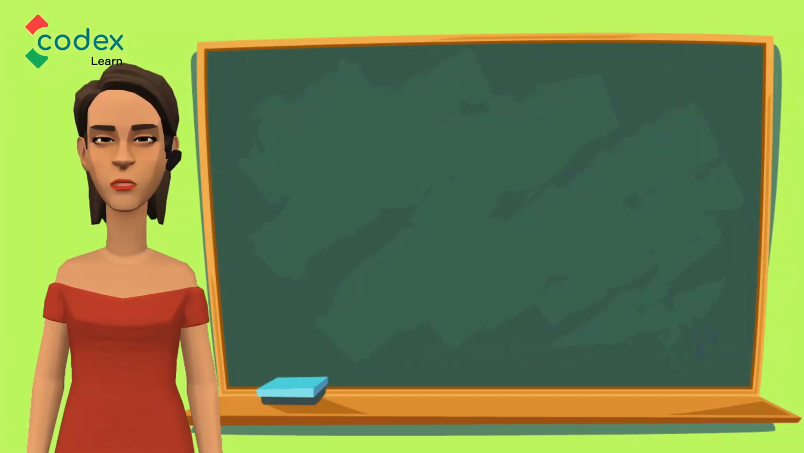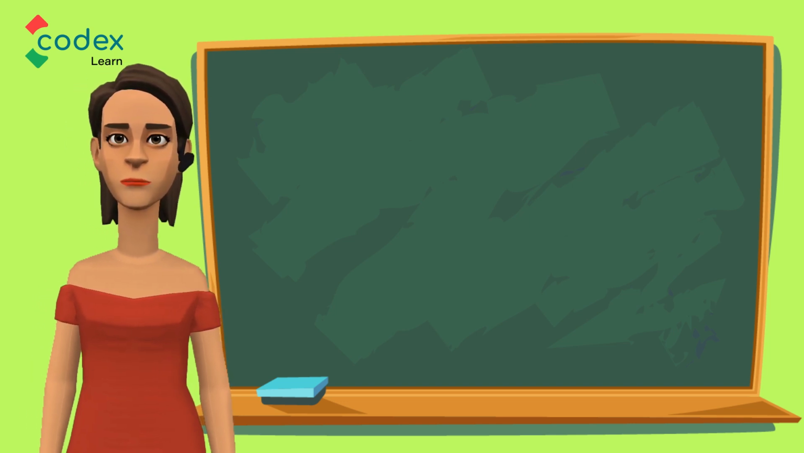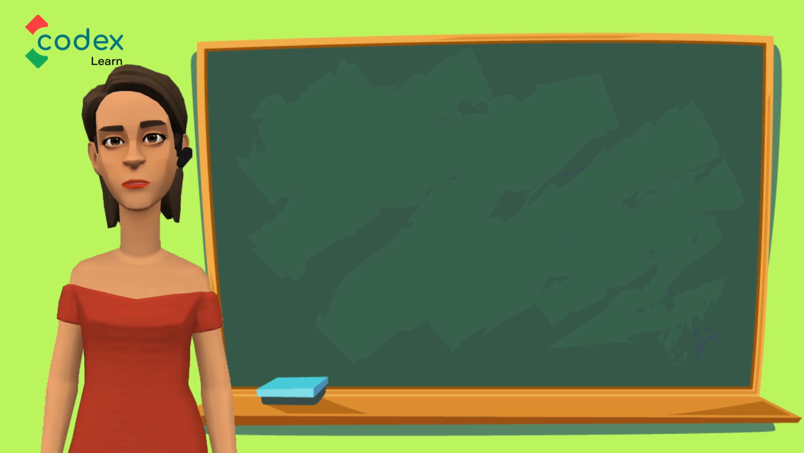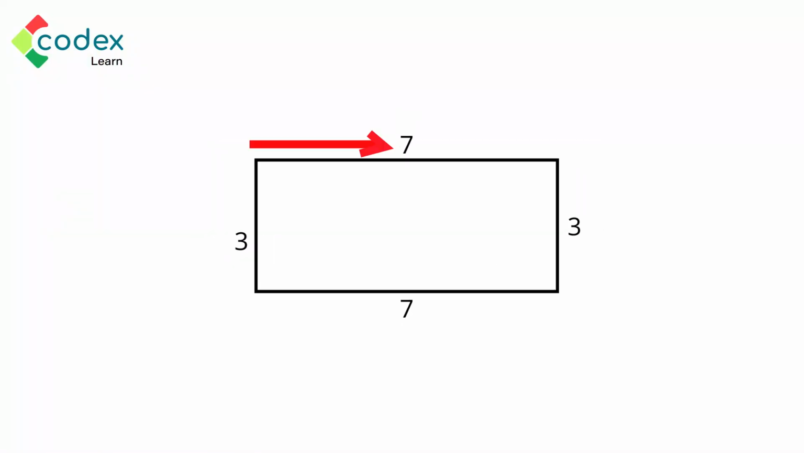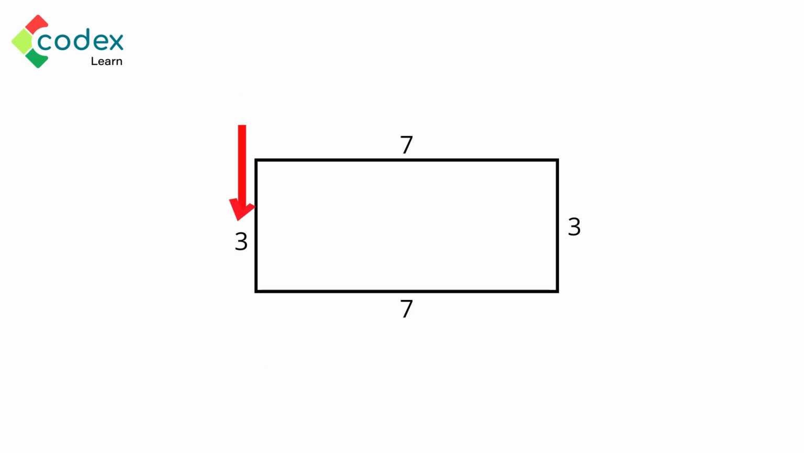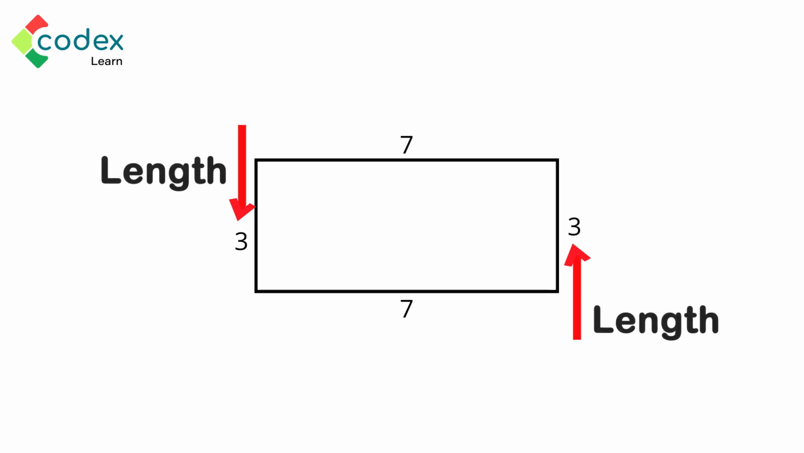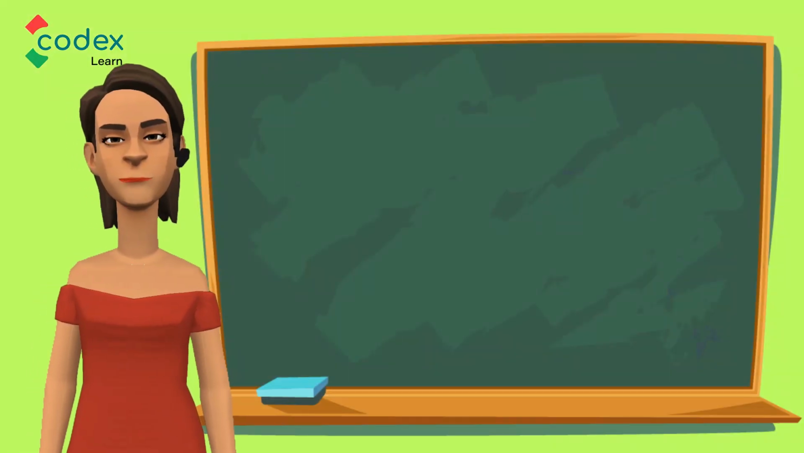Look at the rectangle here. I have given the values of all the sides of the shape. What do you think the perimeter of the rectangle is? The numbers that run along the top and bottom of the shape represent the dimension for the breadth of the shape. The numbers that run by the sides represent the length. The perimeter of this rectangle is 7 plus 3 plus 7 plus 3, which equals 20. How easy is that?